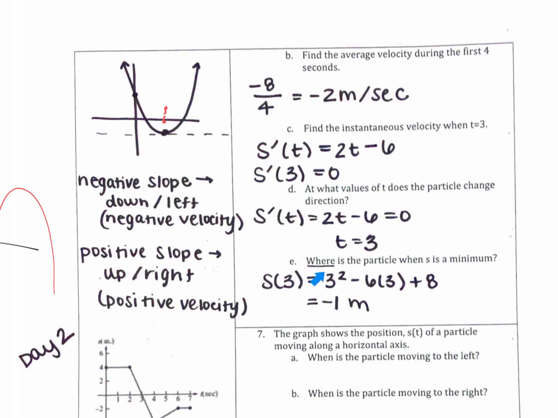Part E, where is the particle when s is a minimum? Well, we already know that occurs at 3 for t, so let's just plug in 3. So if I plug in 3 for t, I would get negative 1 meter. So this point over here on the graph would be at 3 comma negative 1, and that is my minimum.